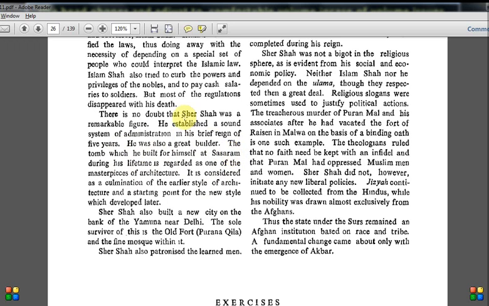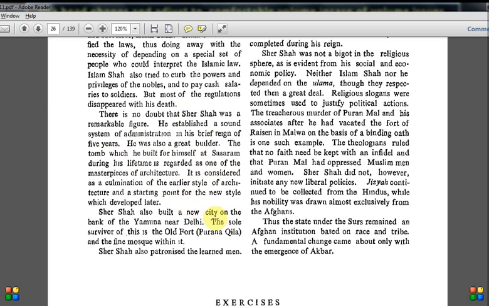After you read this full chapter, they will simply ask whose tomb is at Sasaram, or at which place it is, Delhi or wherever. So Sasaram is the tomb built by Sher Shah for himself. It is considered as the culmination of the earlier style of architecture and the starting point for a new style which developed later.